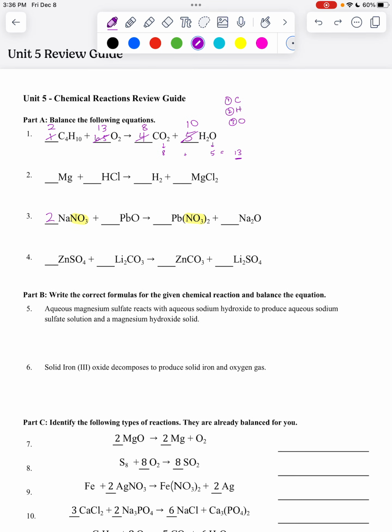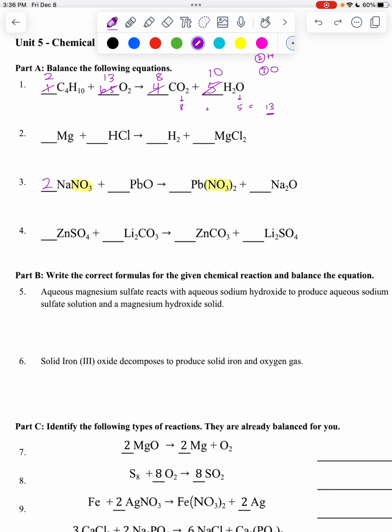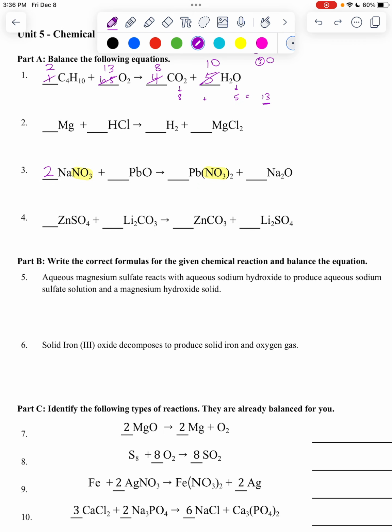For number 5, part B, this is where we're going to have a written chemical equation. We want to write the correct formulas. So we want to turn it into something that looks like one of those from above.